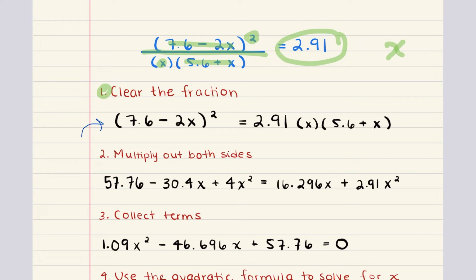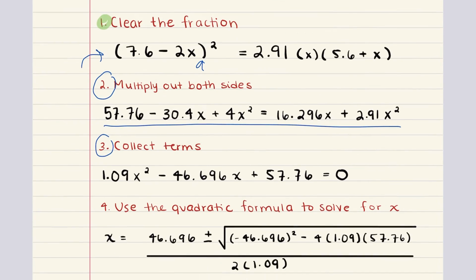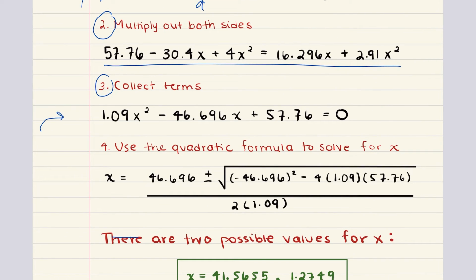This is what we get when we do that. Second, we want to expand and multiply out both sides so that we no longer have these parentheses. When we do that, we get the following expression. In our third step, we're going to collect all terms to one side and add and subtract out like terms. When we do that, we get the following expression.